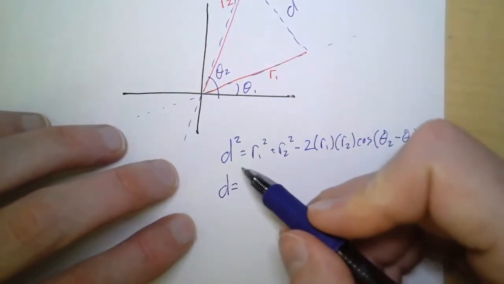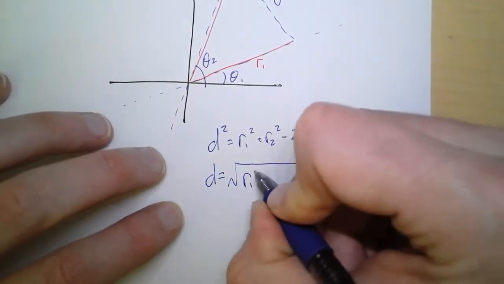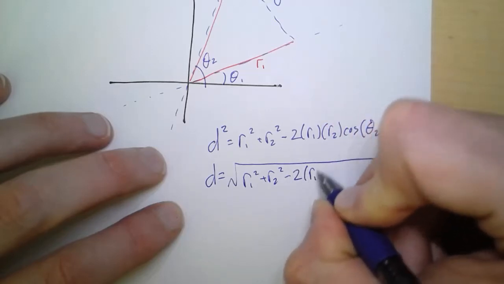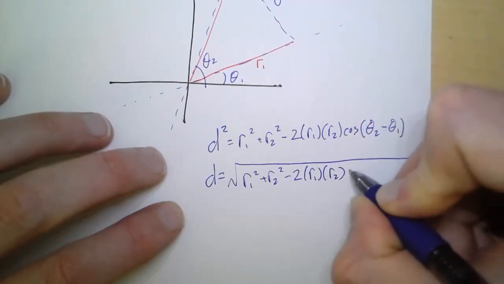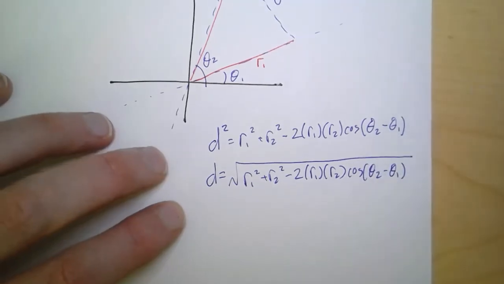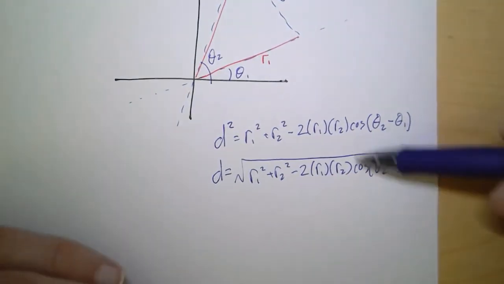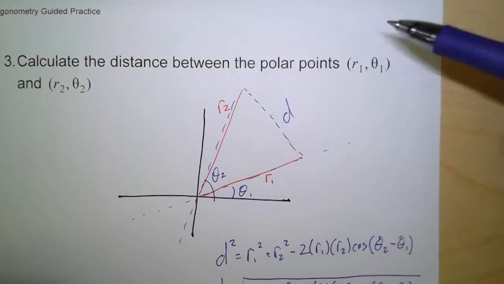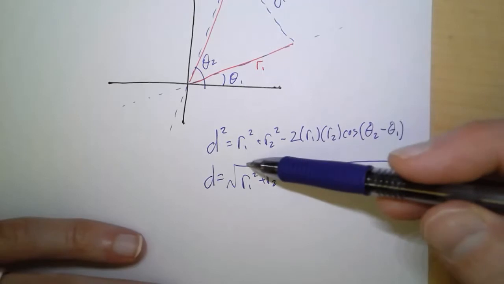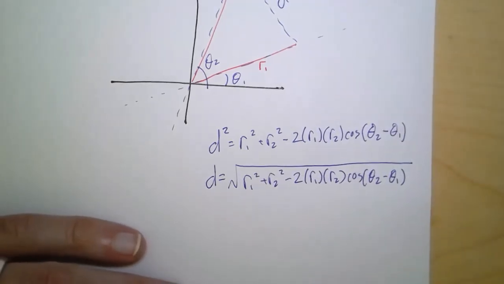And so if we want to get the distance by itself, we can take the square root of r1 squared plus r2 squared minus 2 times r1 times r2 times cosine of theta 2 minus theta 1. And so what we have here is a generalized rule for finding the distance between any 2 points in polar. So if you want to, you can actually go back to the previous 2 examples and see how well this works for those other 2 examples.